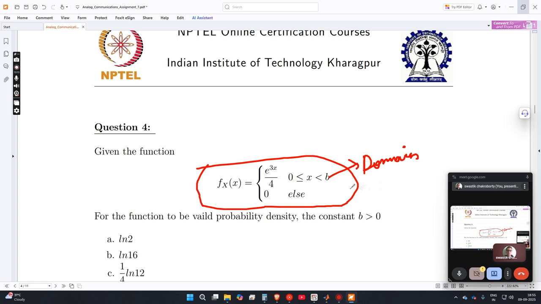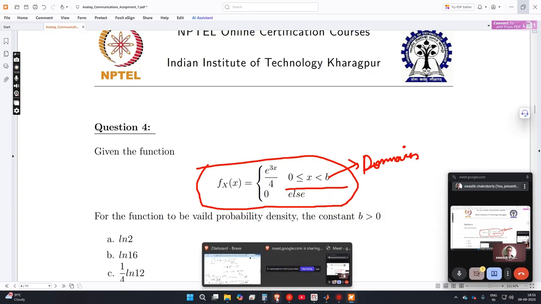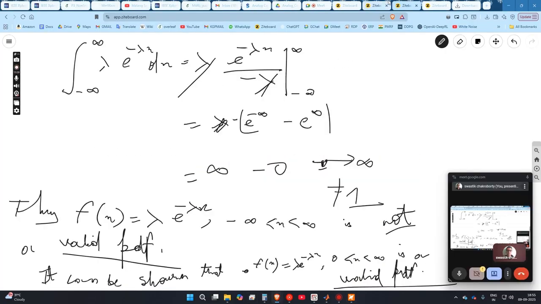Because this is the domain, you have to find that exact domain. So the domain is 0 to b. Now you have to find the value of b. For it to be a valid probability density, the first thing that has to happen is that f(x) should integrate over the domain to 1. So the integral of f(x) dx should be equal to 1 over the domain.